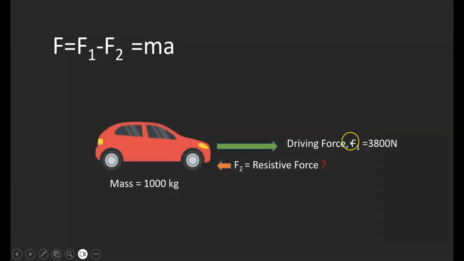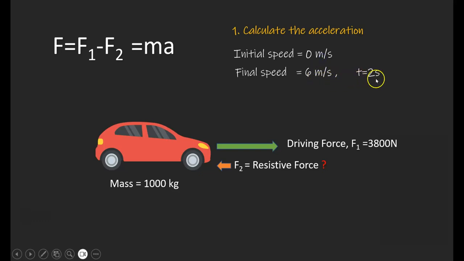We begin with identifying what we have. We are told that the car engine exerts a force of 3,800 Newton. That means F1 is 3,800 Newton. We are required to calculate the total resistive force F2. We are also given the mass of the car, which is 1,000 kilograms. The acceleration is missing, but we are given that the car starts from rest, so its initial speed is 0 meters per second and its final speed is 6 meters per second after 2 seconds. With this, we can calculate its acceleration, which is 3 meters per second squared.